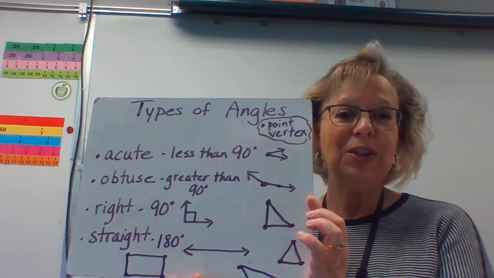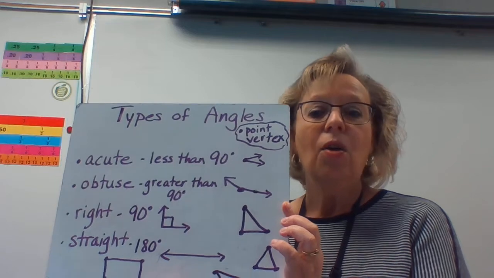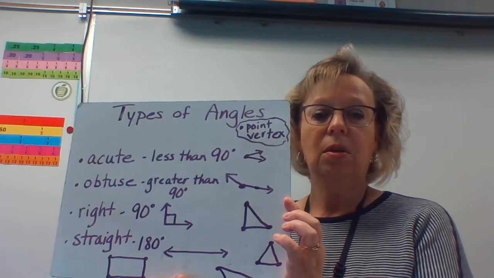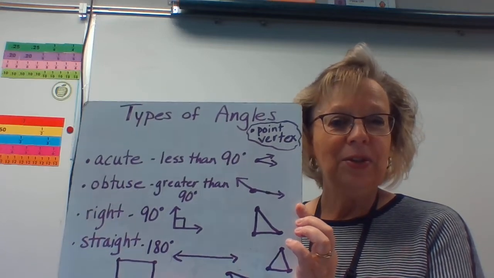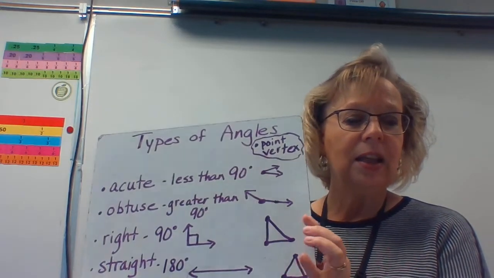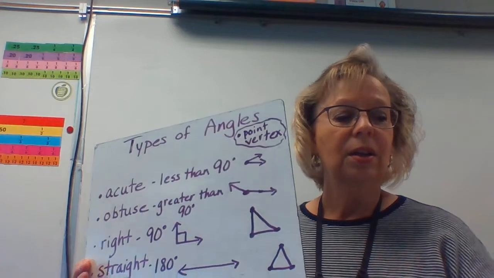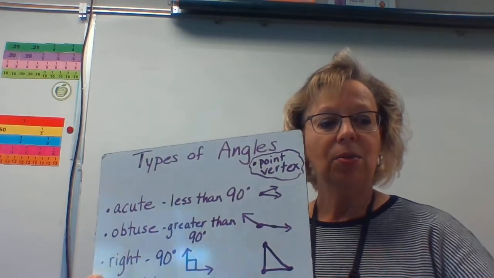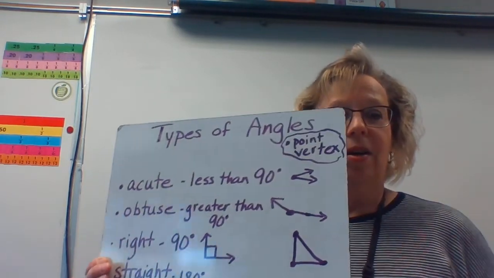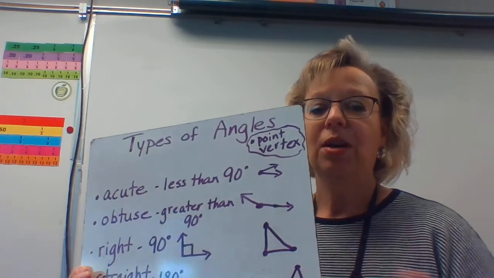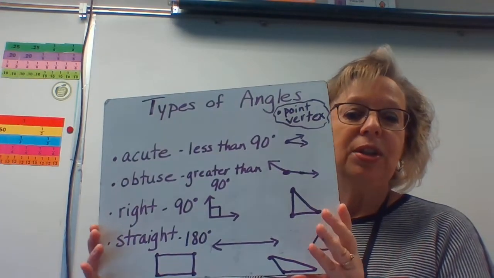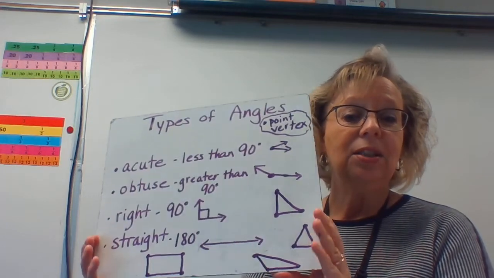Acute angles, which are less than 90 degrees. We know that obtuse angles are bigger than 90. We have our right angles, where we've used our handy-dandy angle finders to find things that had a square corner. So something like this would be a square corner, or using our little stickies to find square corners. And then also our straight angles that were exactly 180 degrees.